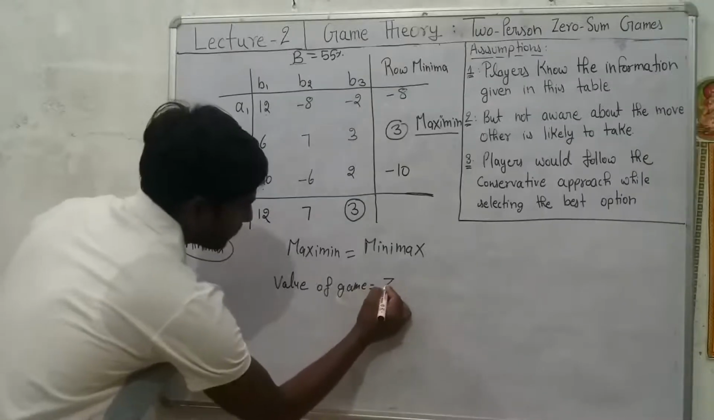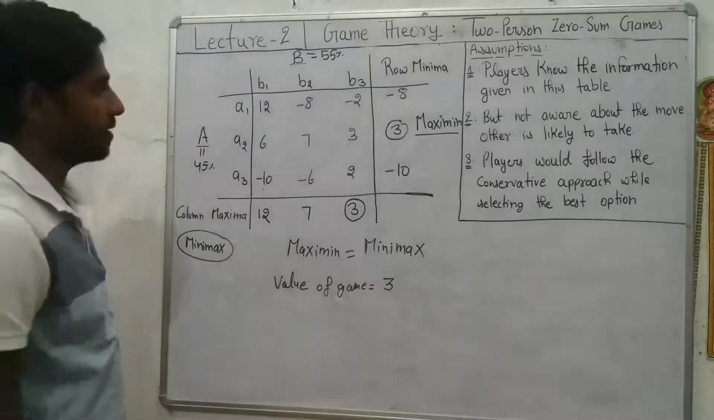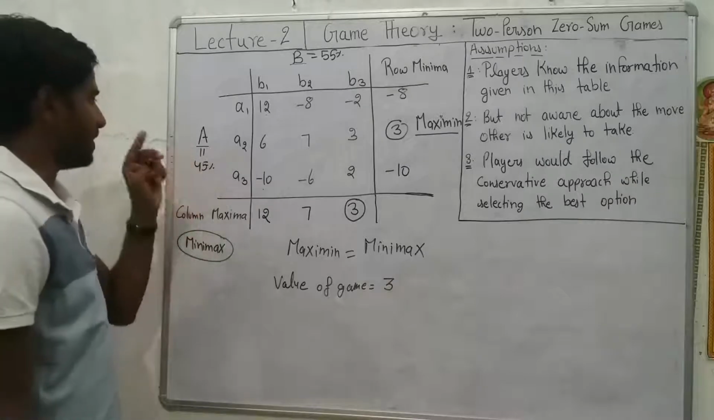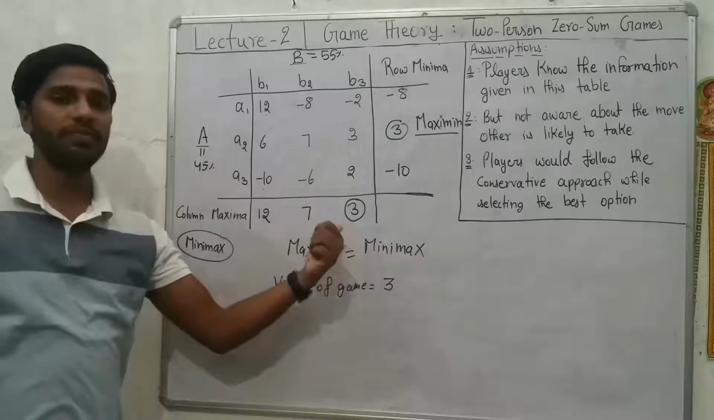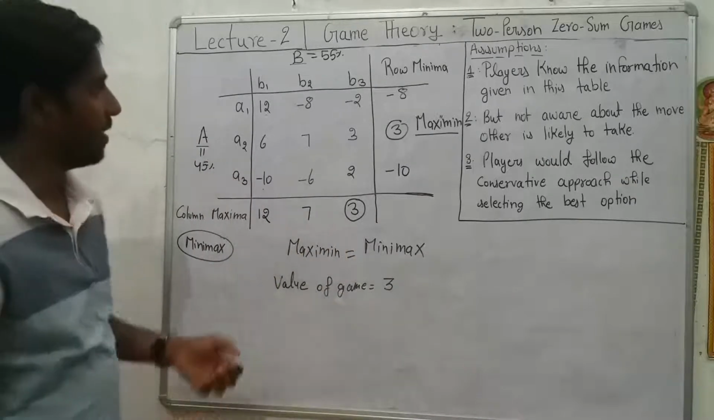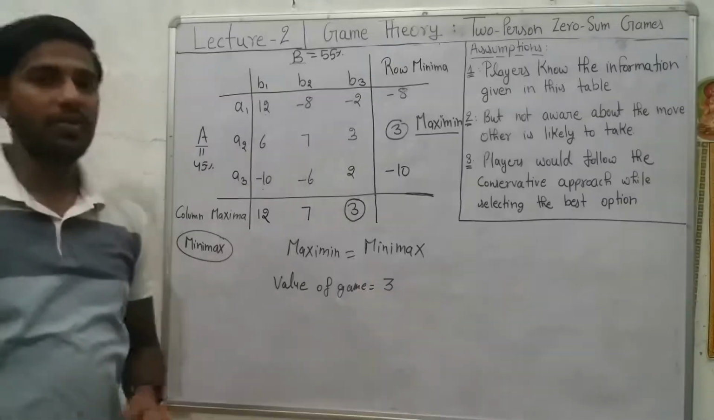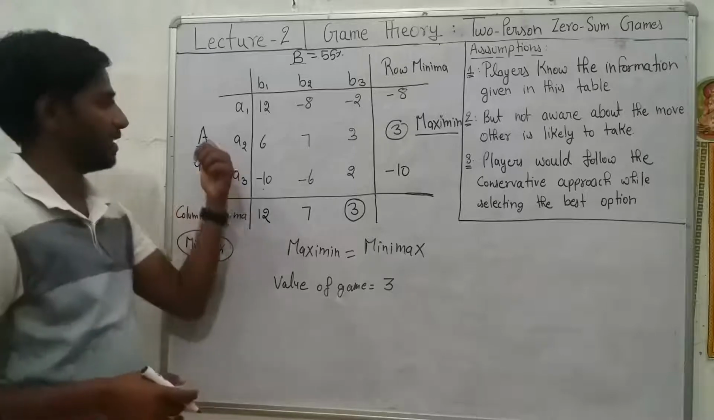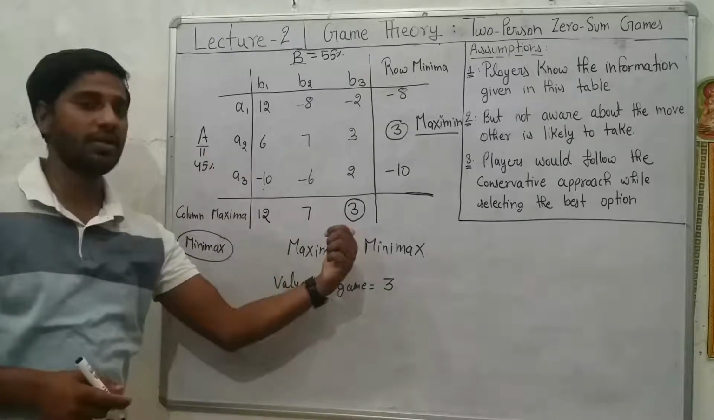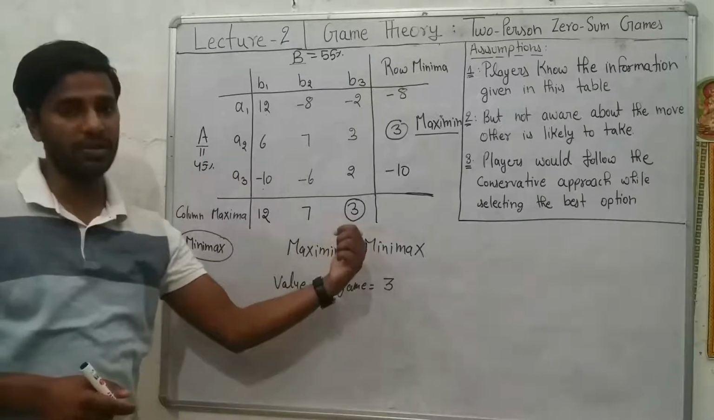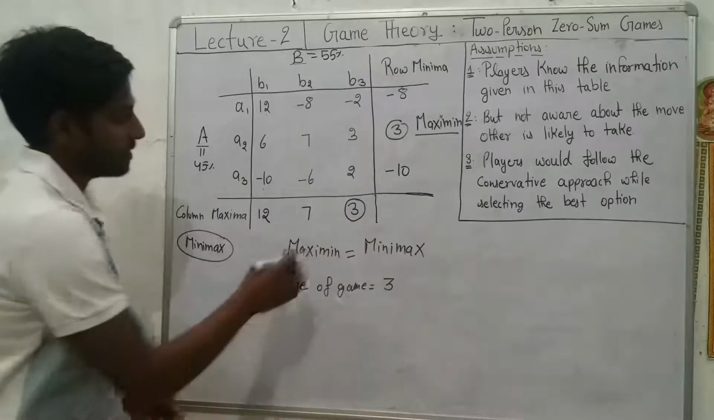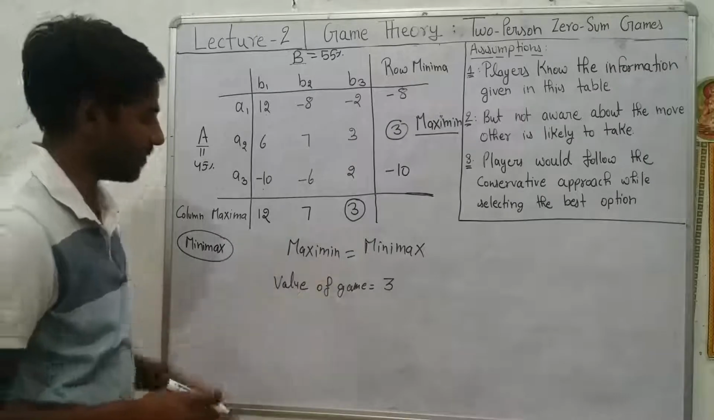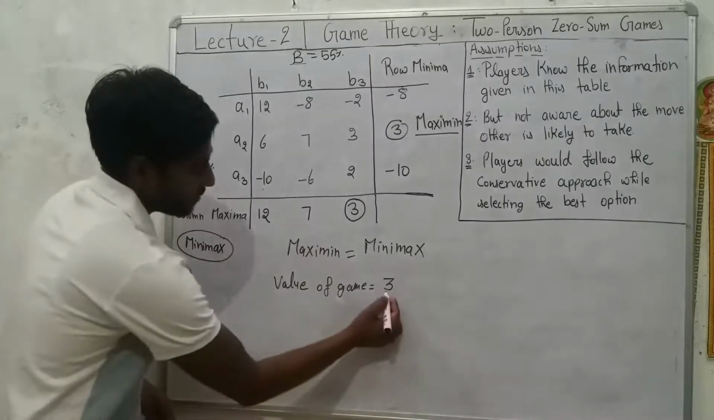It is equal to 3. That is, at its best, A can get a maximum of 3% of market share, and B, after trying all strategies or taking all actions, can restrict A to gaining up to 3% of market share. So it is the net value of the game, or net impact of the game. What is the net impact of the game? It is equal to 3, positive 3.